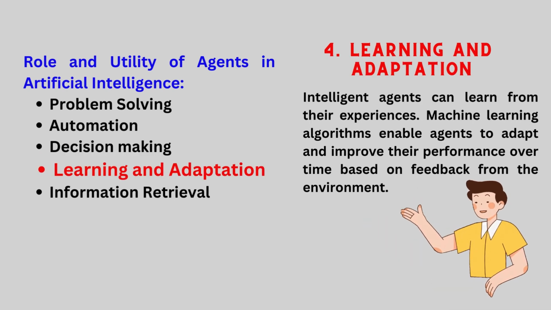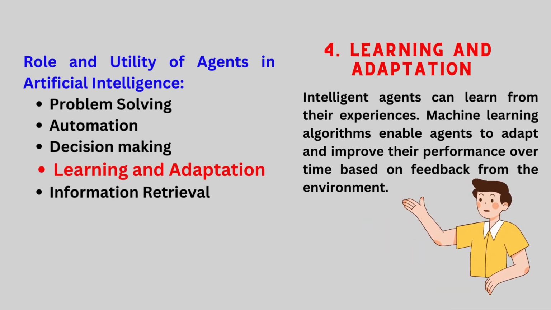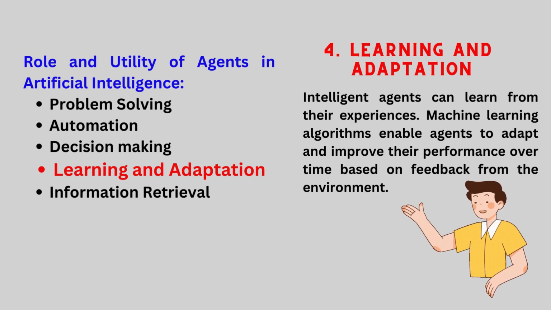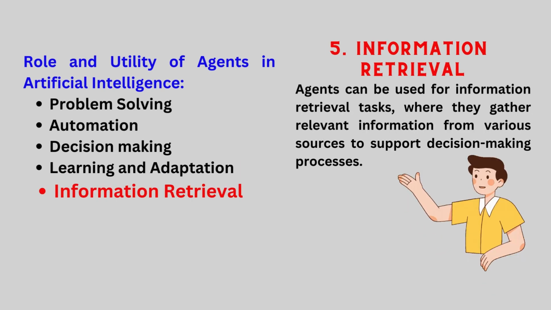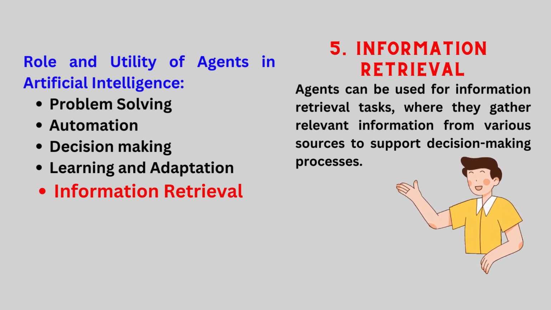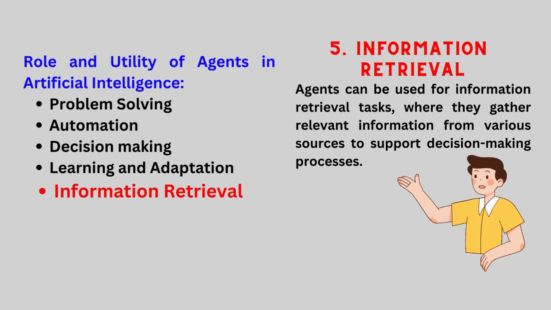Fourth, learning and adaptation. Intelligent agents utilize machine learning to learn and enhance performance by adapting to feedback from the environment over time. Fifth, information retrieval. Agents aid information retrieval, gathering relevant data from diverse sources to enhance decision-making.